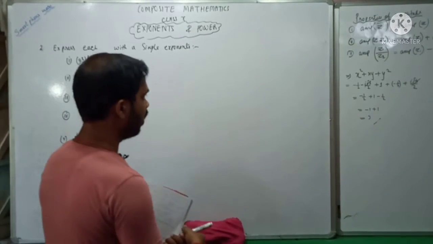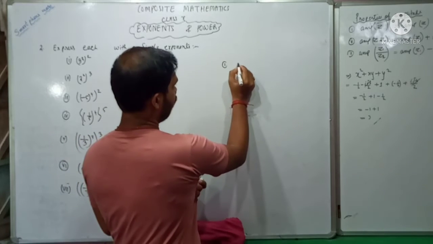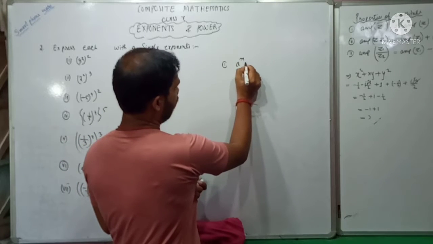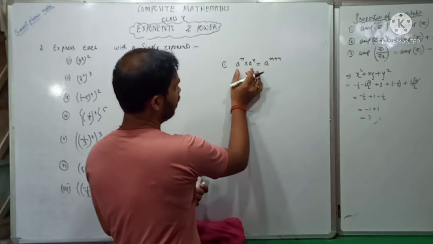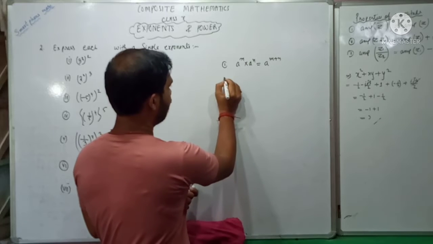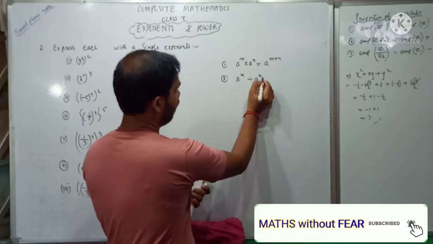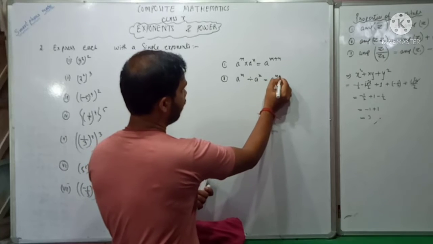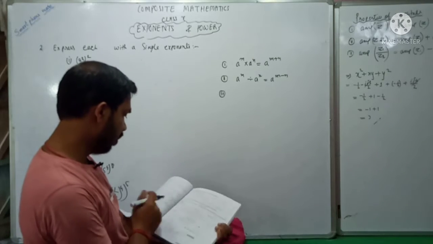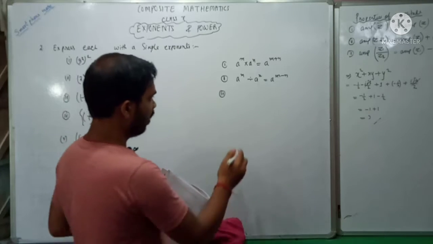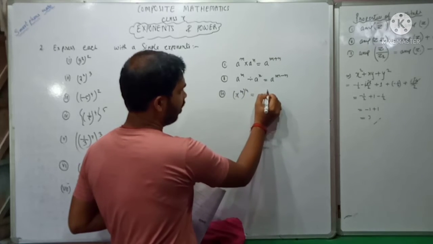So what are the laws we already have? We have already discussed them. First, a power m into a power n is equal to a power m plus n. That means when the bases are the same and multiplied, the powers will be added. Number 2, when the bases are the same and divided, the powers will be subtracted. Number 3, the law we have is that x power m whole power n is equal to x power m into n.